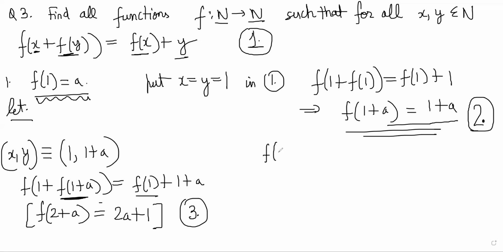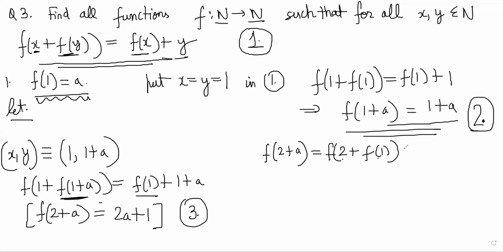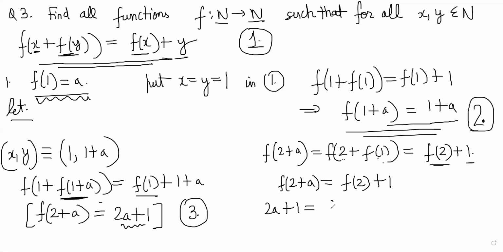Now, f of 2 plus a can be written as f of 2 plus f of a, which is f of 1. So using the first property here, f of 2 plus f of 1 will be the same as f of 2 plus 1. Here x is 2 and y is 1, so output will be f of x plus y, right? So we are getting f of 2 plus a is equal to f of 2 plus 1, right? Now f of 2 plus a we already know is 2a plus 1 from 3. So 2a plus 1 is equal to f of 2 plus 1, which implies f of 2 is equal to 2a, right? F of 2 is coming out to be 2a. This is the fourth result.